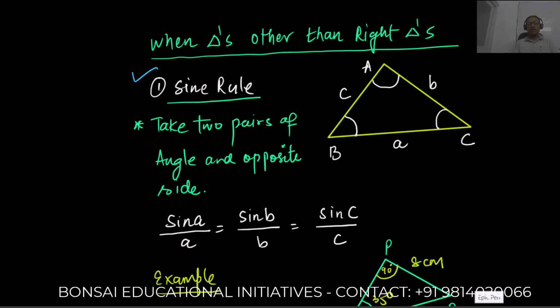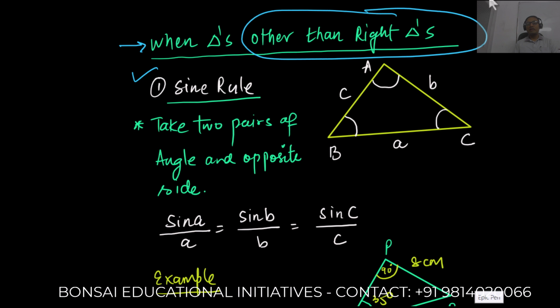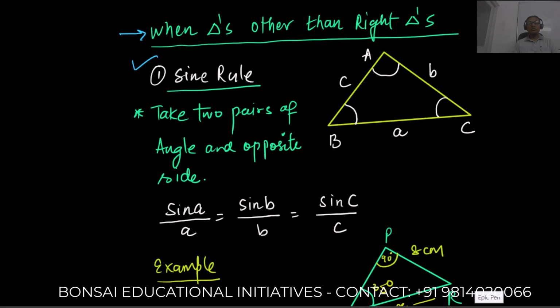We use the sine rule when we have triangles other than right angle triangles. The sine rule says to take two pairs of angle and opposite side. How do we use the sine rule? In triangle ABC, the side opposite to vertex A is named a, the side opposite to vertex B is named b, and the side opposite to vertex C is named c. Here we need two pairs.